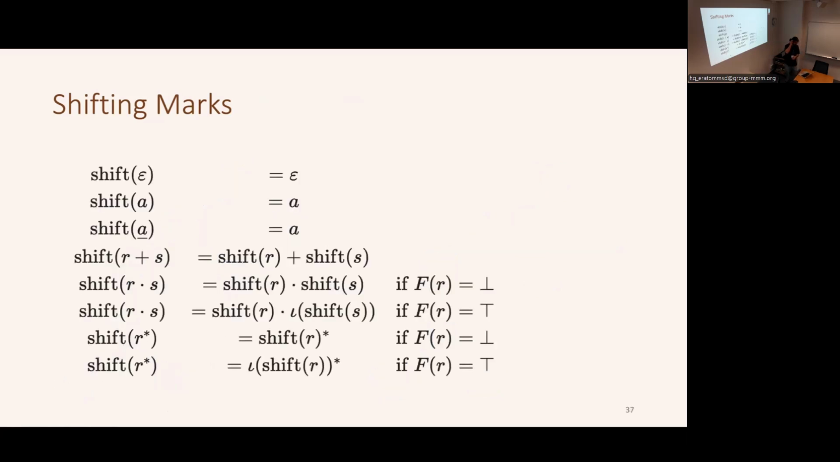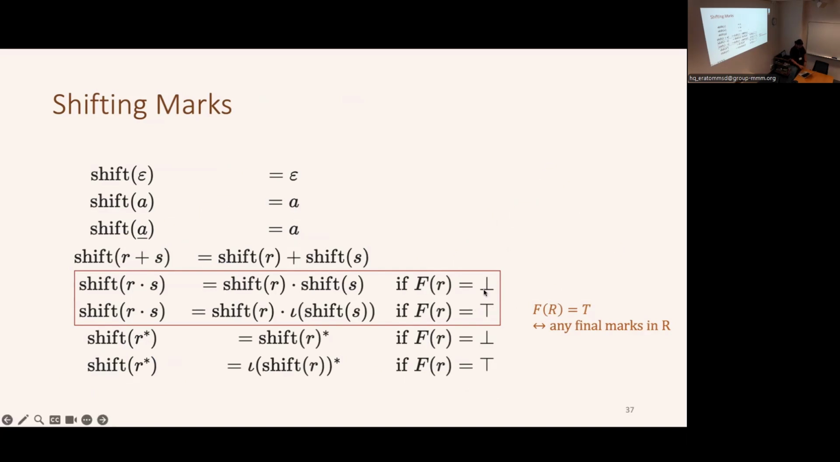So, and I can define this shift operation as well using very similar techniques. So the empty string and the marked or unmarked characters are quite simple. So is the union case. So here we look at the concatenation case. And here we have one case where there are no final marks on R.